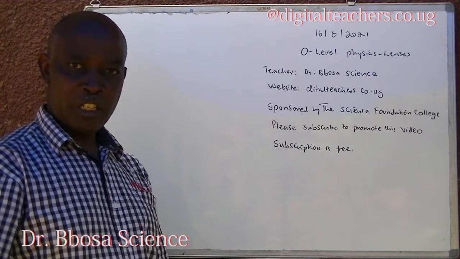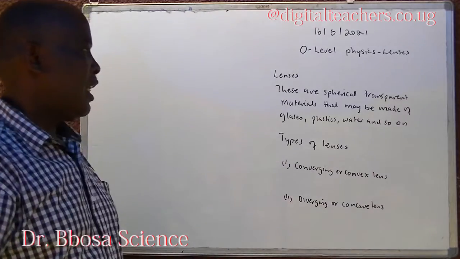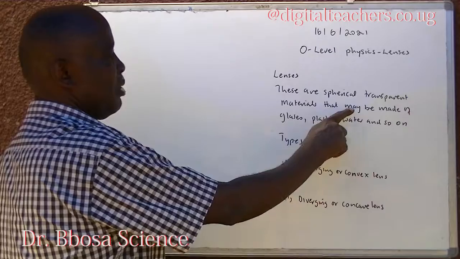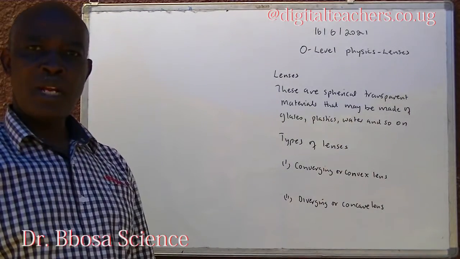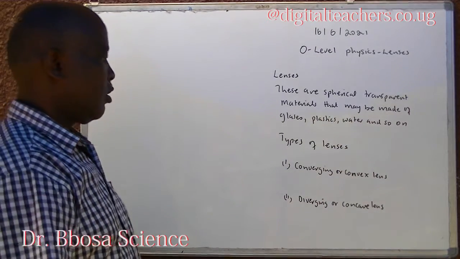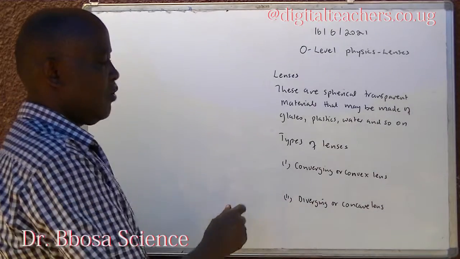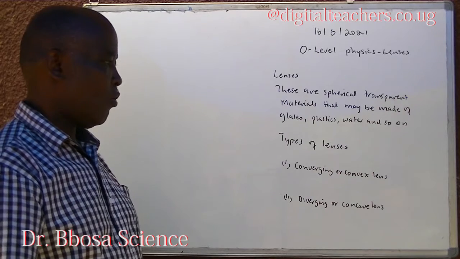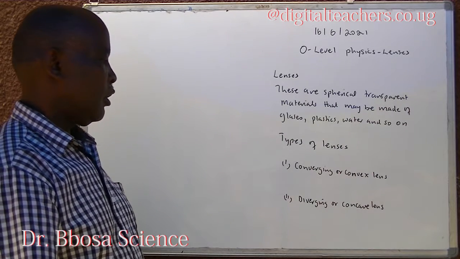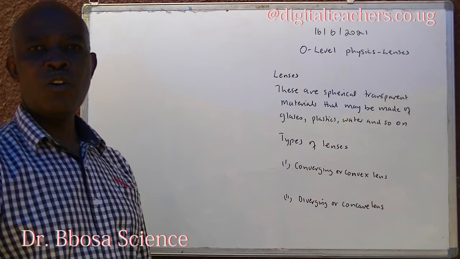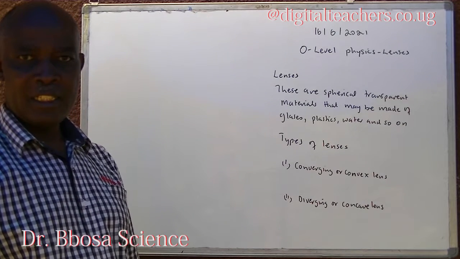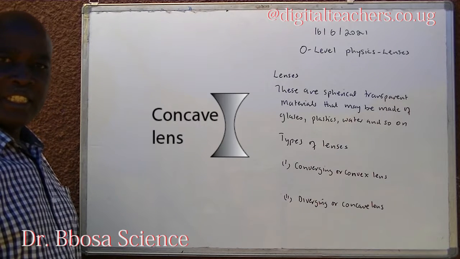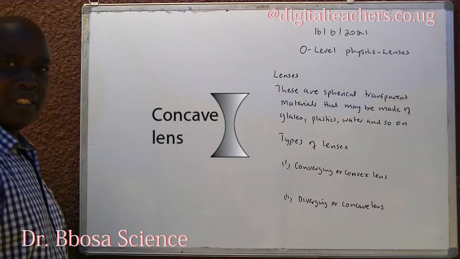Subscription is free. Lenses are spherical, transparent materials that may be made of glass, plastic, water, and so on. Types of lenses: 1. Converging or convex lens. 2. Diverging or concave lenses. This is a convex lens. This is a concave lens.